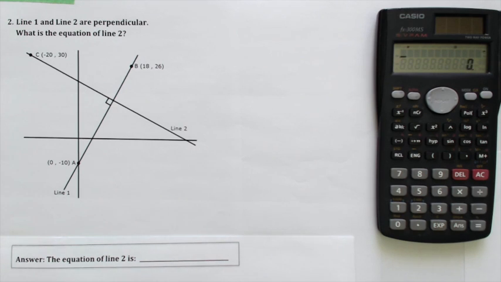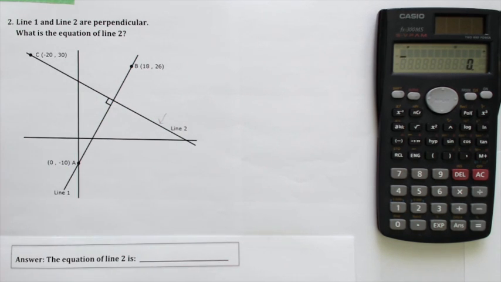Hey, so we're looking here at perpendicular lines. This is number 2 for the practice here. Line 1 and line 2 are perpendicular, and what is the equation of line 2? So we know they're perpendicular because we've used the word perpendicular, but I'll take a second to point out that even if I didn't use the word perpendicular, I have the symbol here, 90 degrees, which tells me that these two lines are at right angles and therefore perpendicular to each other. So we're looking for the equation of line 2.